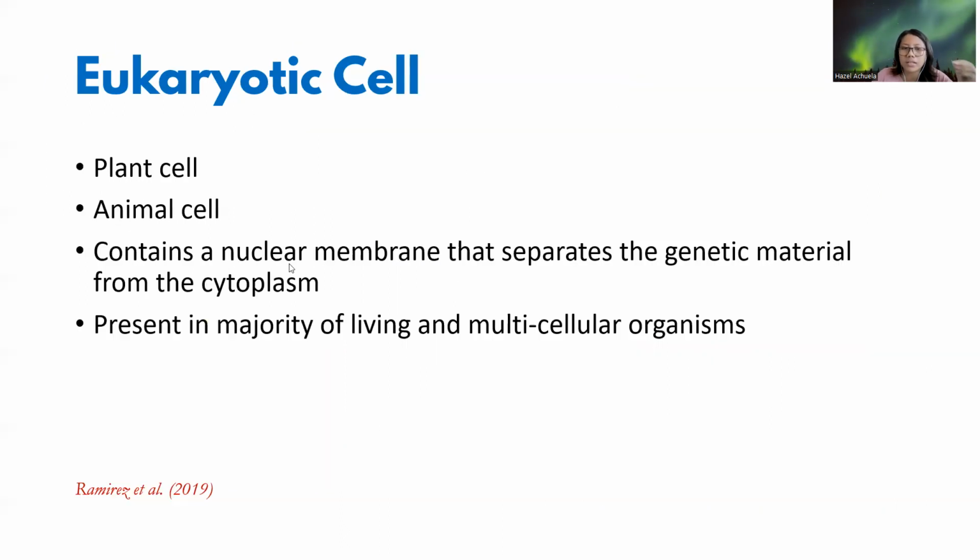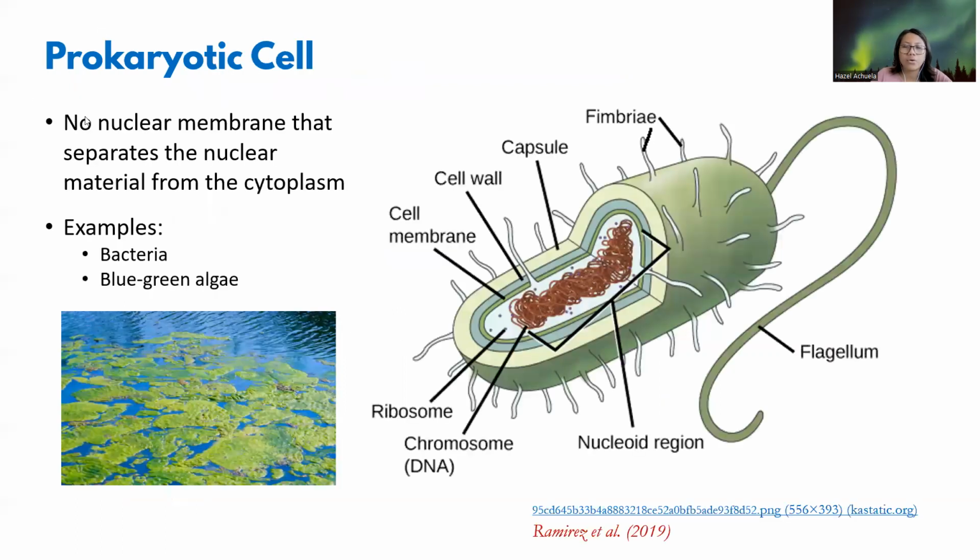So, eukaryotic cells are the type of cell present in the majority of living and multicellular organisms. Prokaryotic cells are present in bacteria and blue-green algae. So this is the type of cell for prokaryotes, right? So instead of having a nucleus and a nuclear membrane, what is present in a prokaryotic cell is the nucleoid region. This region of the prokaryotic cell already contains the chromosome, the ribosome, and of course, the fluid present inside the nucleoid region, right? So that is the prokaryotic cell. There is no nuclear membrane, all right?